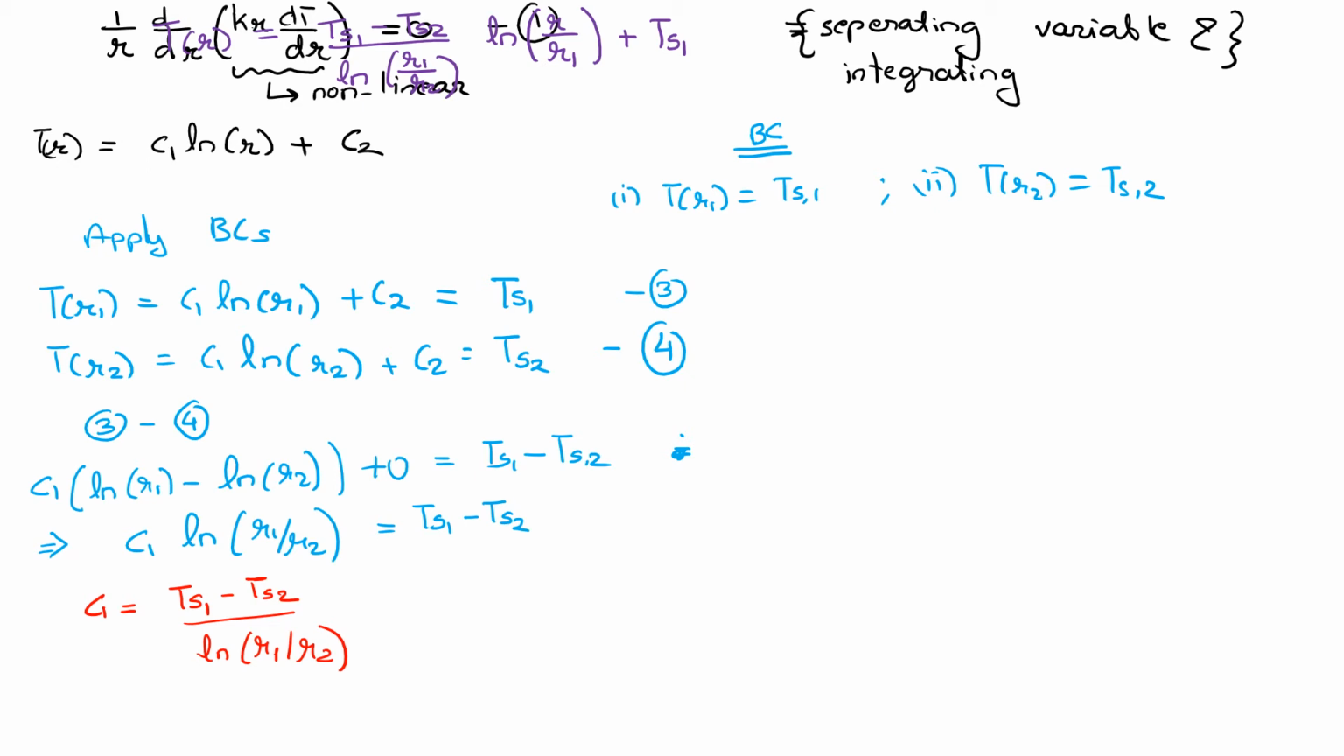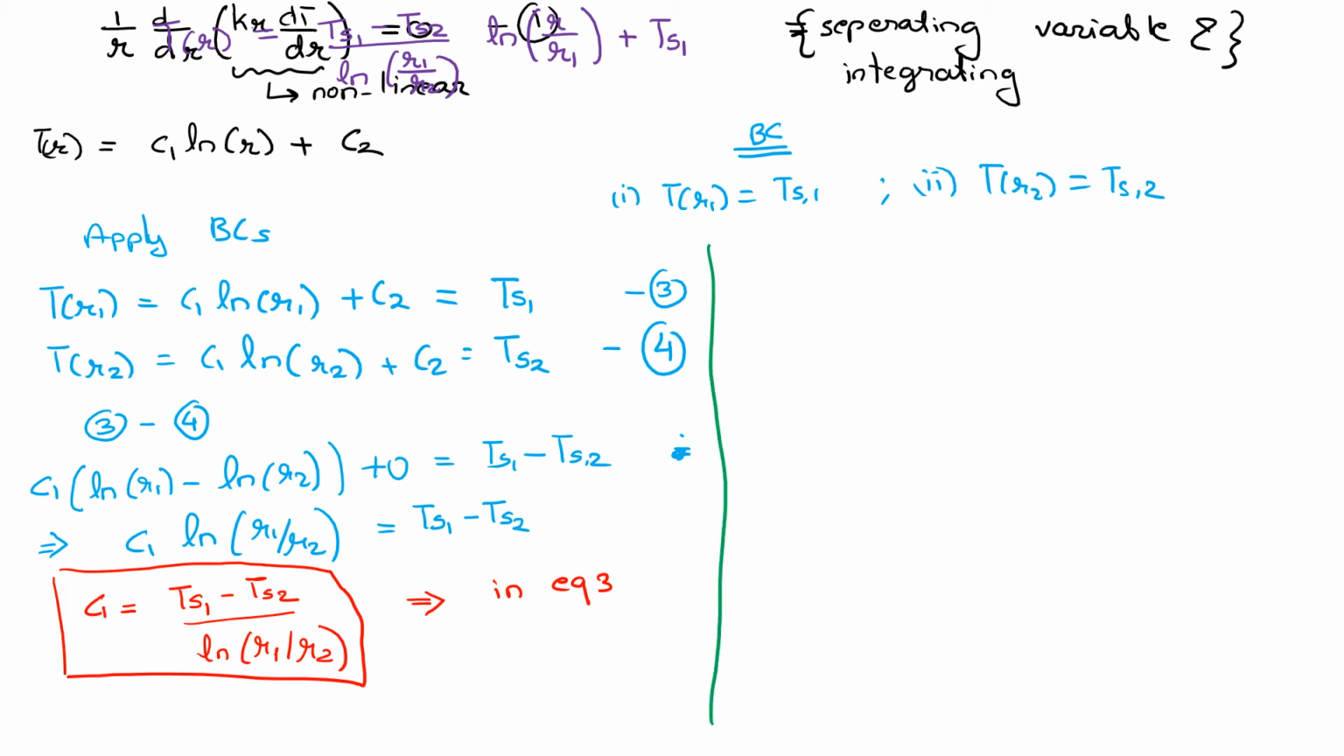Okay, now substituting this in, say, equation 3. So let's substitute this value of C1 in equation 3. So after substituting in equation 3, we get TS1 equals to, now the value of C1 is TS1 minus TS2 upon log of R1 by R2. That's your C1 times natural log of R1 plus C2.